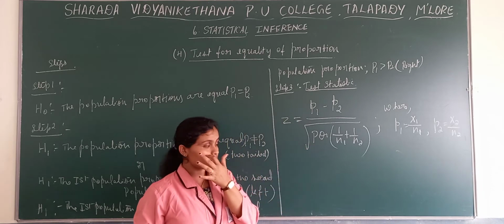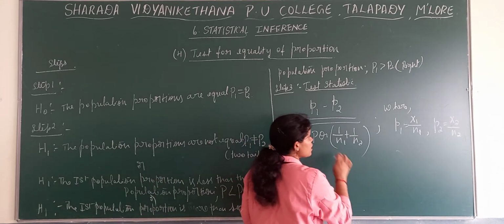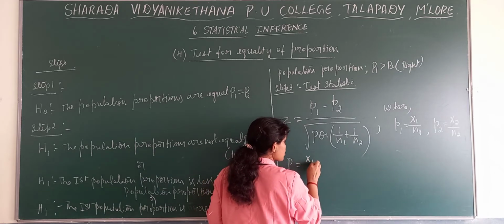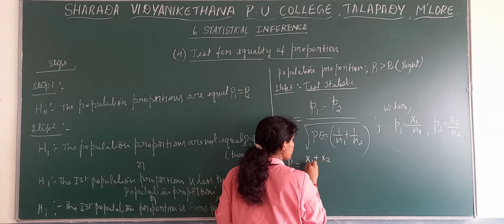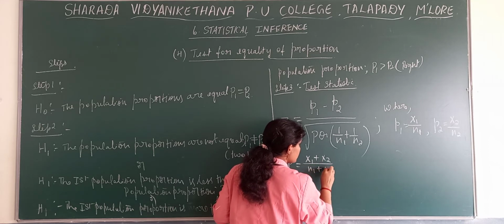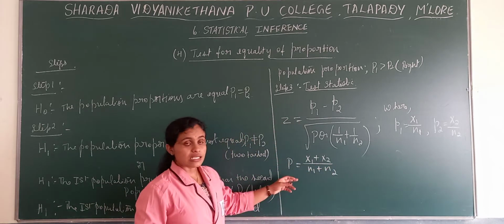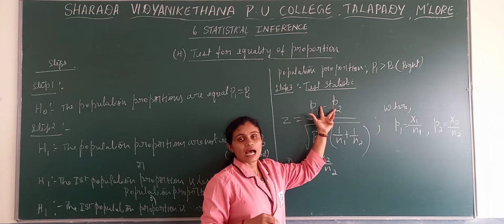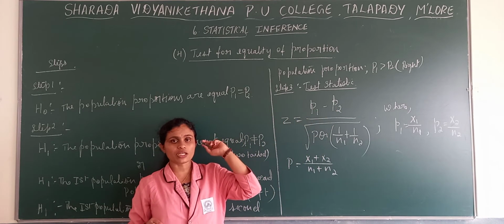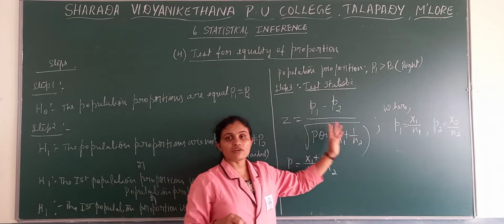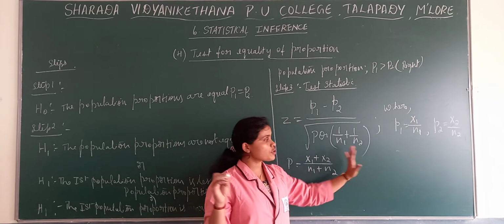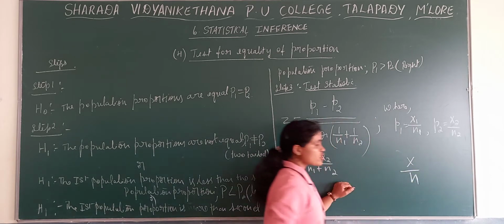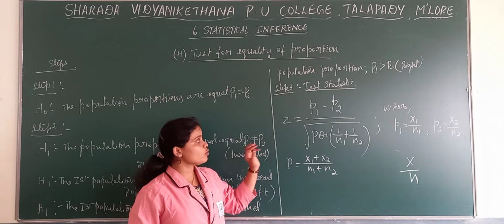Then what about this capital letter P and Q? Now here, this particular P is calculated by (x1 plus x2) divided by (n1 plus n2). Or else sometimes you get these proportions directly. As we have seen in the population proportion, when proportion is given in the form of percentage, it is not necessary to do x by n, directly we take that value as proportion.